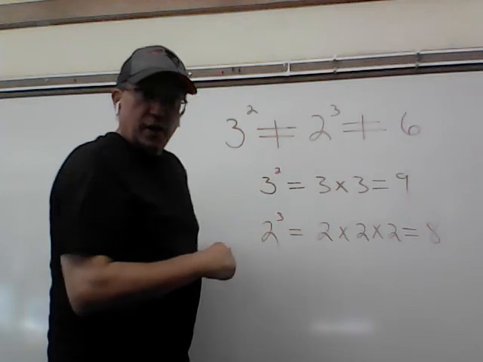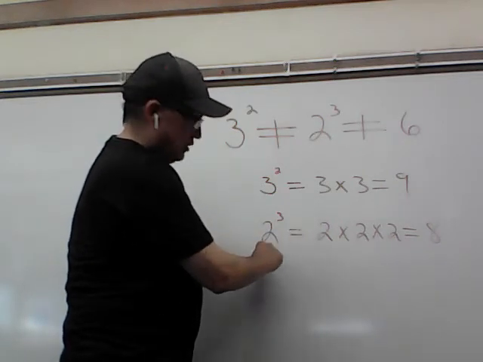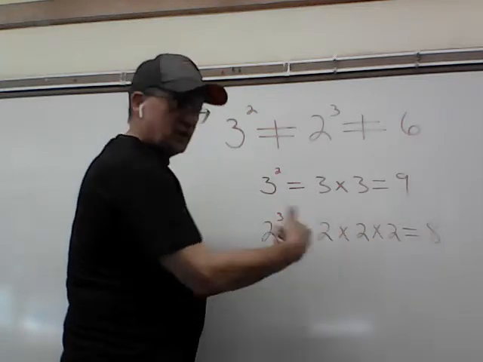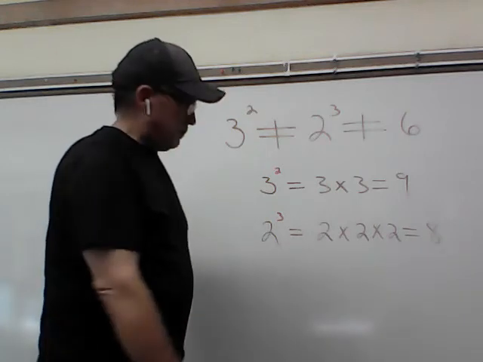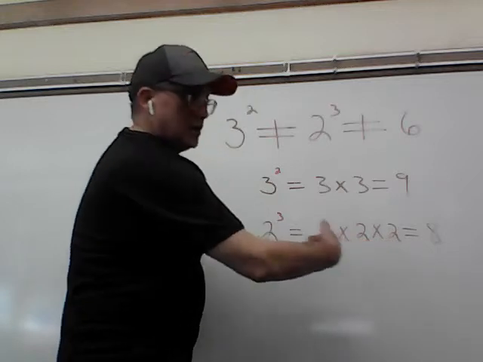Now, 2 to the 3rd power means multiply 3 2's together. The big number is the number you're multiplying, and the exponent tells you how many of them to multiply. It's a very simple idea. Multiply 3 2's together, 2 times 2 times 2.